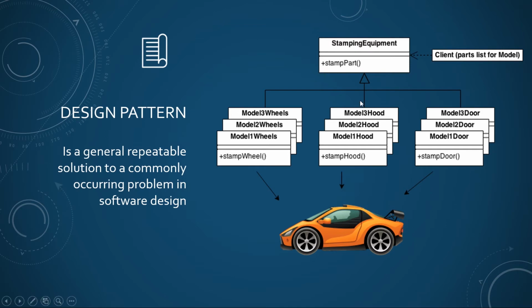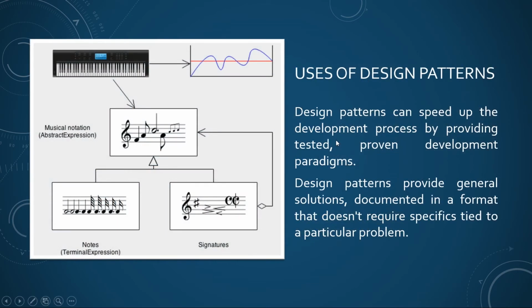Design patterns can speed up the development process by providing tested, proven development paradigms. Effective software design requires considering issues that may not become visible until later in the implementation. Reusing design patterns helps to prevent subtle issues that can cause major problems and improves code readability for coders and architects familiar with the patterns.